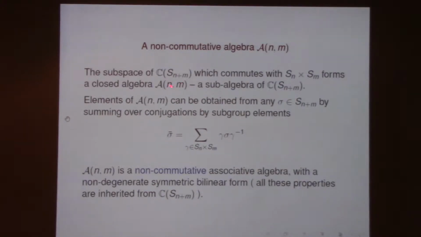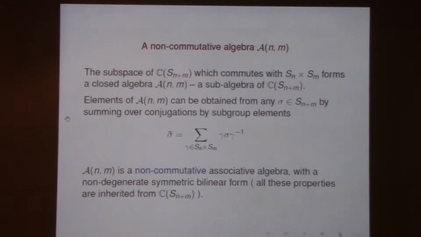Now, how do we build elements of this algebra? Because we're trying to build things which commute, basically you take any permutation in this big group, conjugate with the subgroup, and you get something which commutes with the subgroup. But it will not necessarily commute with a general permutation in S n plus m. So that's why this is a non-commutative algebra. This A n,m is a non-commutative algebra.